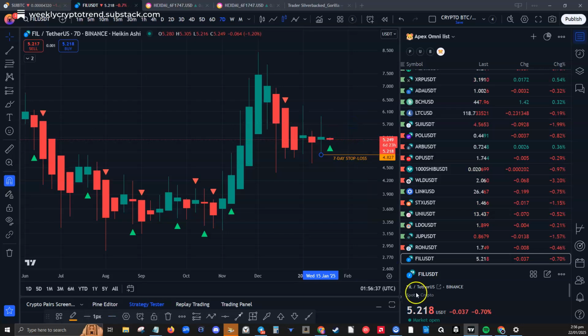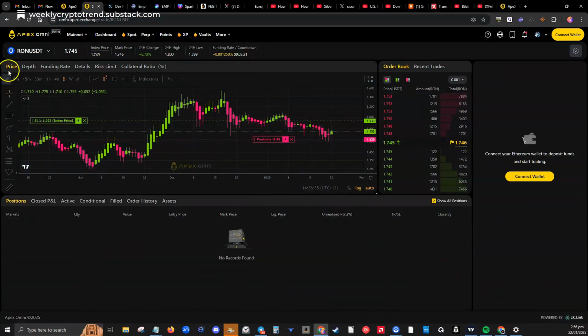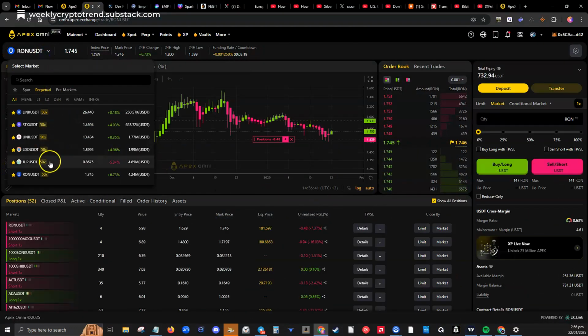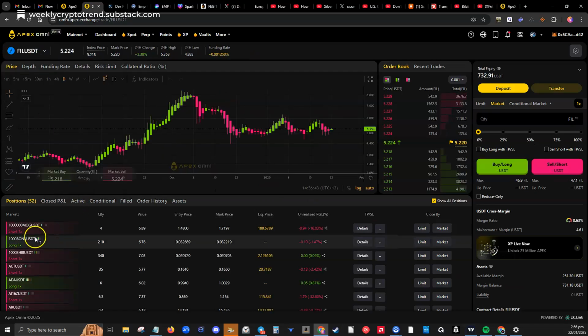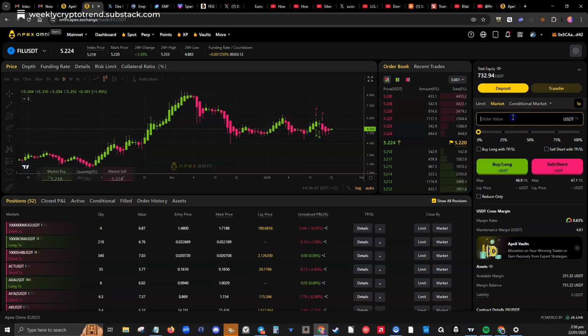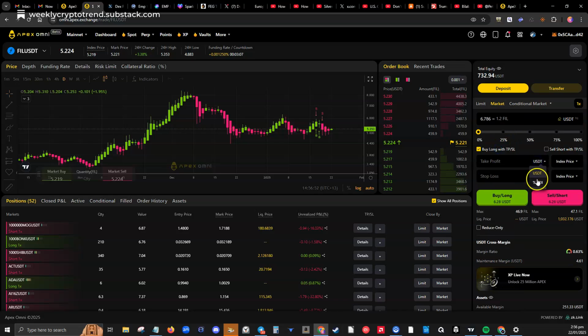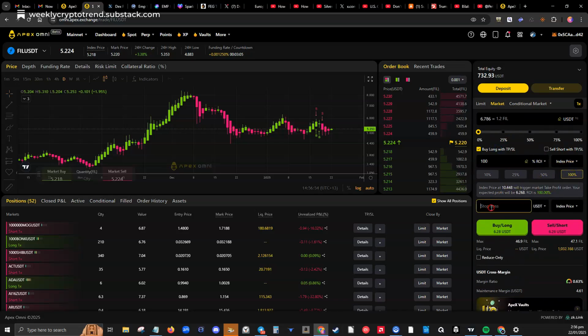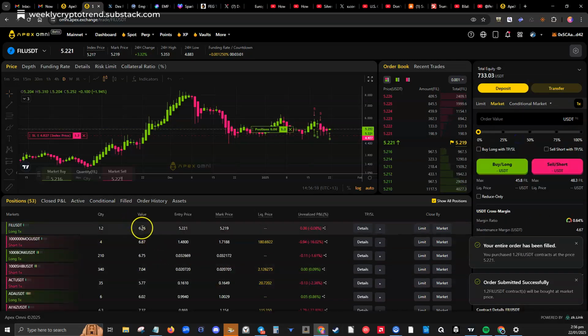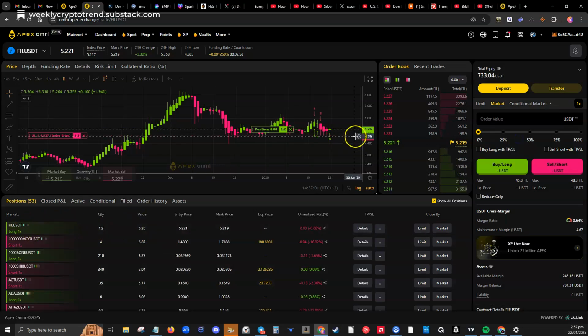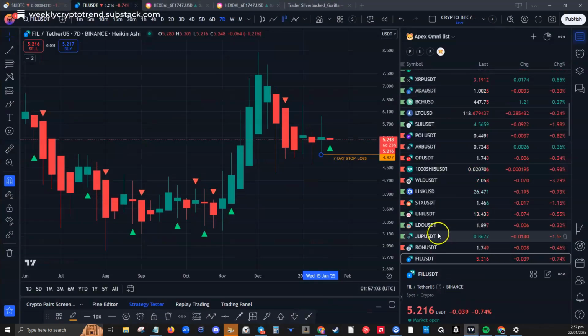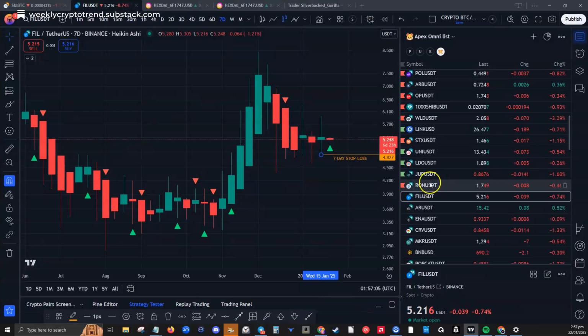So long Filecoin. Let's have a look, see if we can find it first. Filecoin, here we go. No current position, so we're going long. Let's change to USD. So long. Stop loss in there. Enter, $6.26, done. 1x leverage, nice. Okay, Ronin.